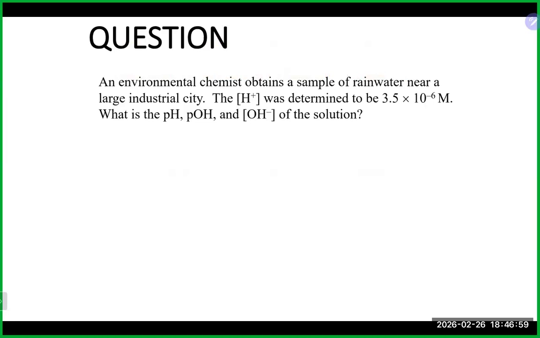We have an environmental chemist, rainwater. H plus concentration, 3.5 times 10 to the minus 6. Once again, calculate everything there and determine acidic, basic, or neutral. All right, so in this case, we have the H plus, so we're looking for everything. I'm just going to go pH first here. So with the pH, we could just go right in and minus the log of 3.5 times 10 to the minus 6.